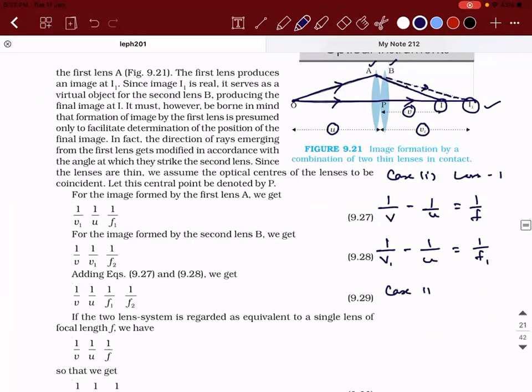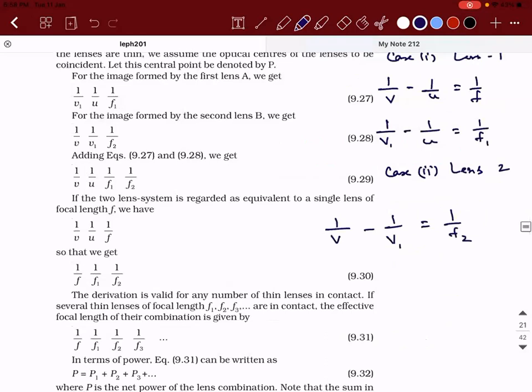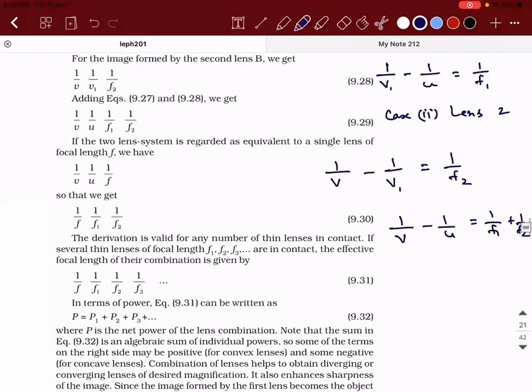So now what about lens 2? 1 divided by v, the final image is formed at v, minus 1 divided by v1, the object distance for the second lens, is equal to 1 divided by f2. Now when you add both, what will you get? You will get 1 by v minus 1 by u is equal to 1 by f1 plus 1 by f2. So 1 by v minus 1 by u is 1 by f effective, which is equal to 1 by f1 plus 1 by f2.